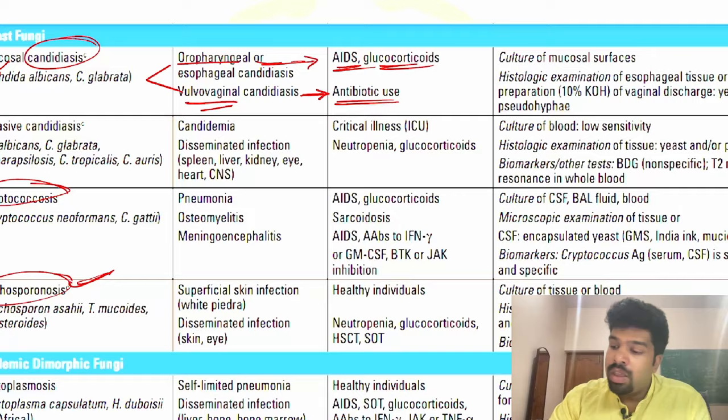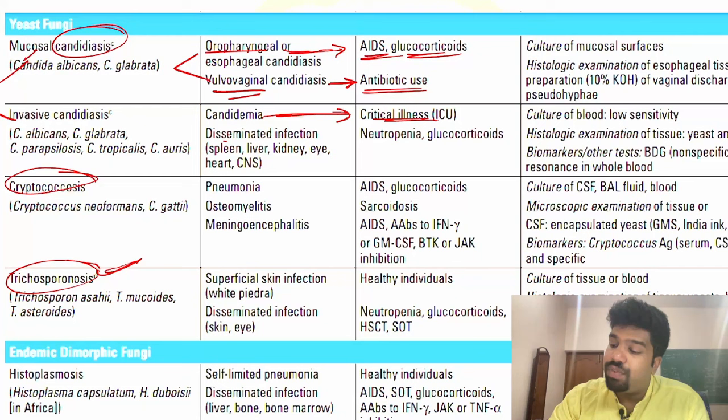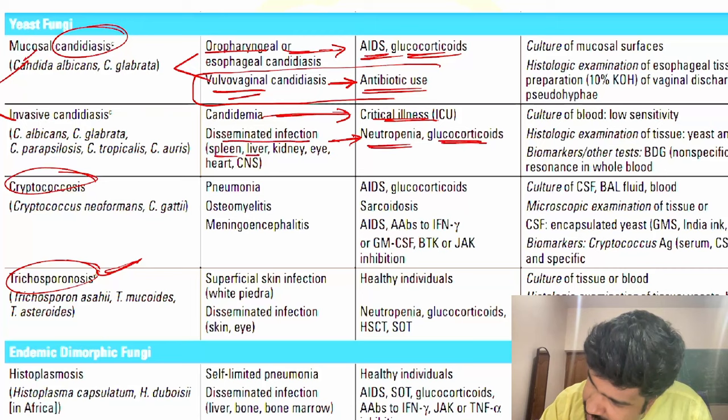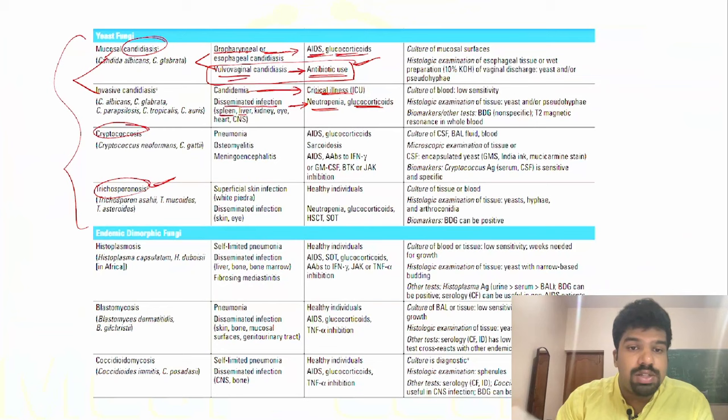Now, what is the risk factor for candidemia? Critical illness, ICU. What is the risk factor for disseminated infection in liver, spleen, etc.? Neutropenia, okay, and glucocorticoids. Risk factors are different. Note this. For vulvovaginal candidiasis, the risk factor is antibiotic use, and not steroids or AIDS.